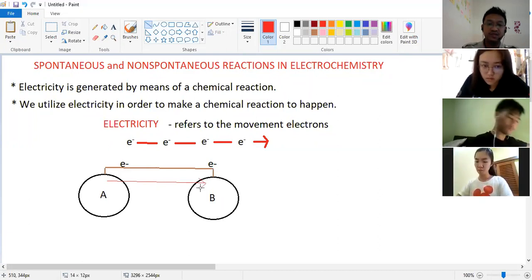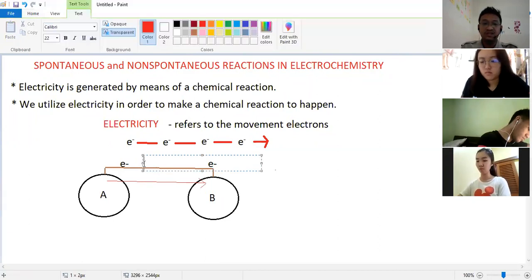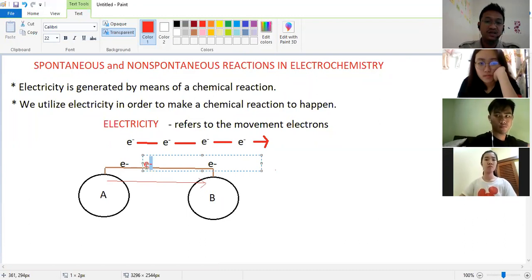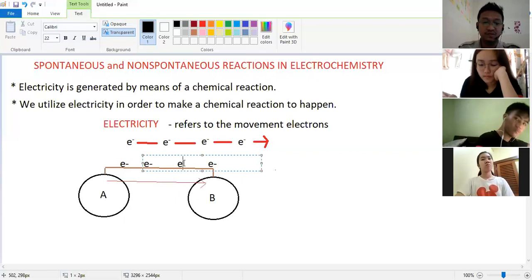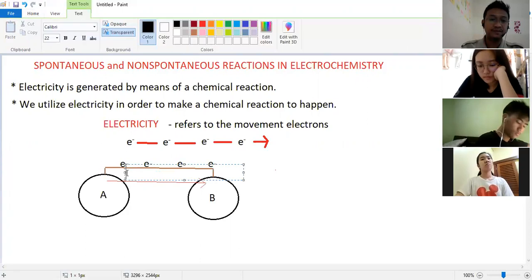So if that will be the case, let's say this naturally happens, so that there is this natural flow of these electrons, whose direction is from A to B. So there is a natural flow of electrons.